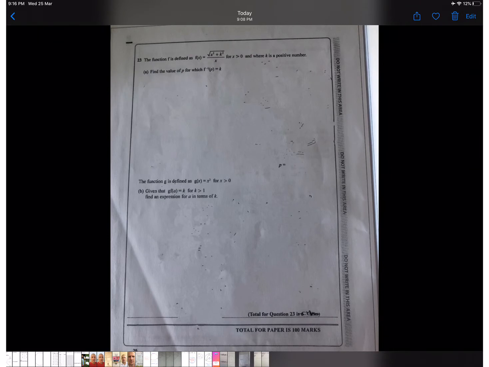Got this question sent in. Function f is defined by f of x equals square root of x squared plus k squared, all over x, for x greater than 0, where k is a positive number, so x can only be positive and k has to be positive. Find the value of p for which the inverse of p equals k. Okay, so first thing we want to do is find the inverse of this.